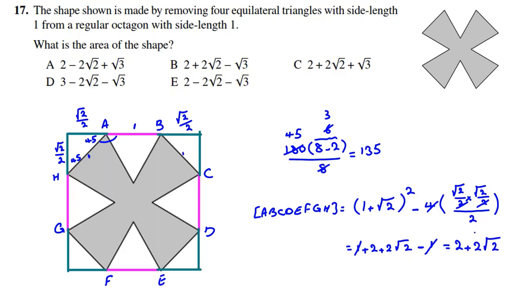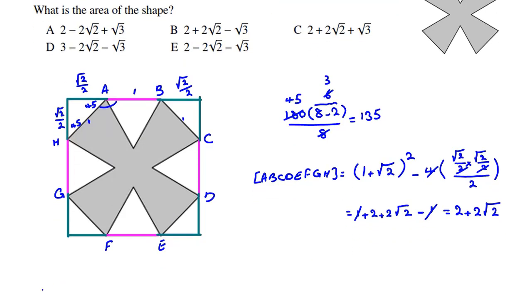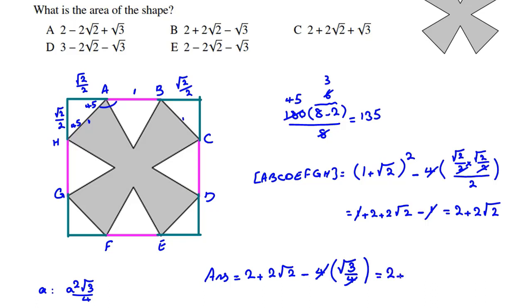The area of the octagon. Now, here we should remove how many triangles to find the shaded region? 1, 2, 3, 4. 4 equilateral triangles, the problem says. If we have an equilateral triangle with side length a, the area is a squared root 3 over 4. So the answer is 2 plus 2 root 2 minus 4 times, side length is 1, a is 1, root 3 over 4. So we cancel this, it will be 2 plus 2 root 2 minus root 3. So we choose 2 plus 2 root 2 minus root 3. The answer is choice B.